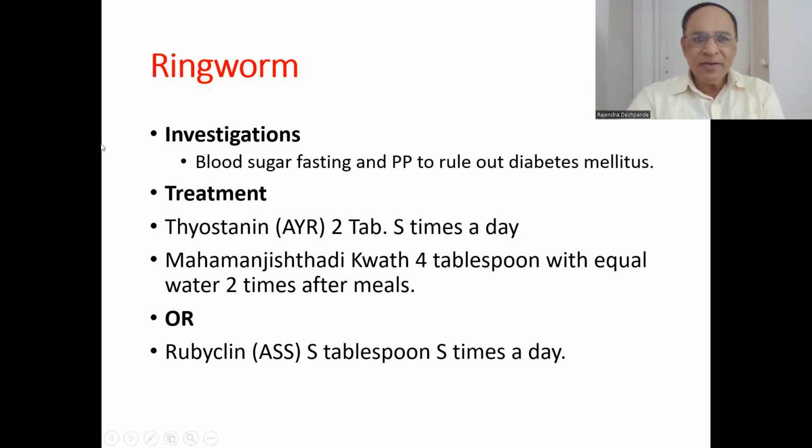Okay. Treatment: Thiostatin tablet from Ayurveda Rasashala Company, Pune, 2 tablets 3 times in a day. Mahamanjisthadi Gada, 4 teaspoons with equal amount of water, 2 times after meals. Rubiclin, Ayurveda Seva Sangh, Nashik, 2 teaspoons 3 times in a day.